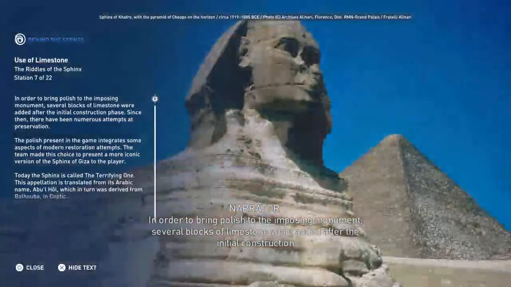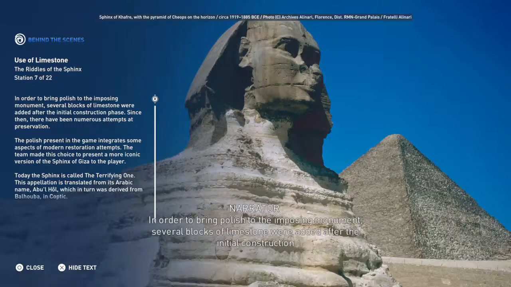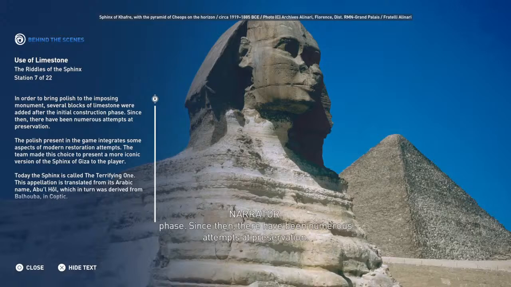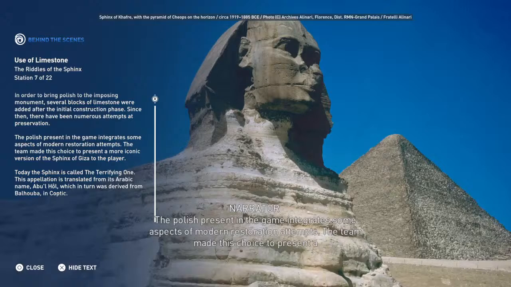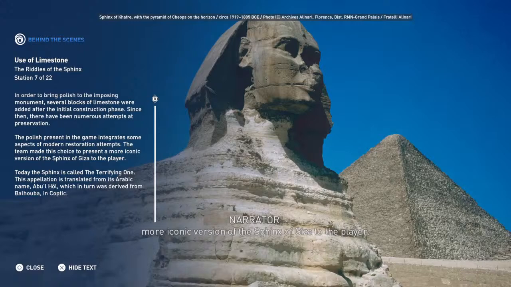In order to bring polish to the imposing monument, several blocks of limestone were added after the initial construction phase. Since then, there have been numerous attempts at preservation. The polish present in the game integrates some aspects of modern restoration attempts. The team made this choice to present a more iconic version of the Sphinx of Giza to the player.